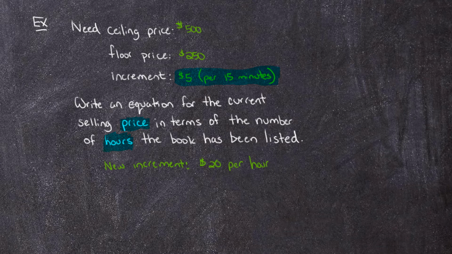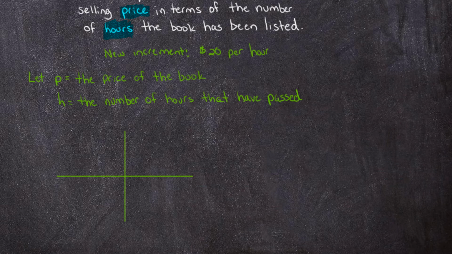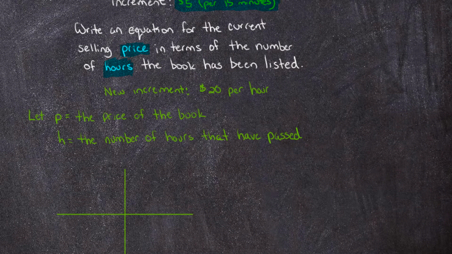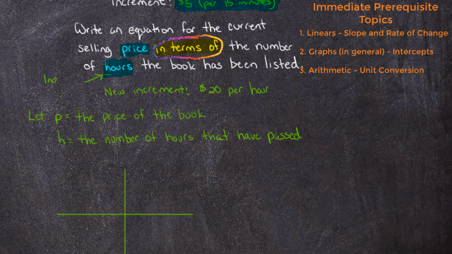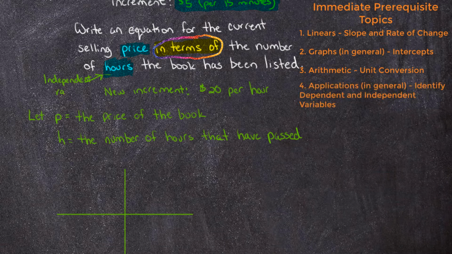I hope it's obvious that these rely on one another. Let P equal the price of the book at any moment, and H equal the number of hours that have passed. Since these are two variables, we can go ahead and graph a Cartesian coordinate system. And in this case, they're forcing your hand here by specifically stating they want the price in terms of the number of hours. Remember, the language following "in terms of" tells us our independent variable.